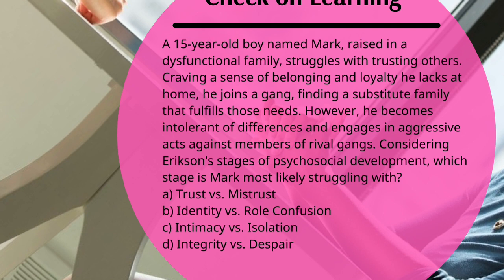Is this trust versus mistrust? Is this identity versus role confusion? Is it intimacy versus isolation? Or is it integrity versus despair? Again, associating the age is your first step in solving Erikson stages. When you associate the age, you can go directly to the answer choice if you can match it correctly. But here we have some cues, right? There is mistrust in others. There is a sense of belonging, loyalty that he lacks at home, so therefore he joins the gang. So he's having identity versus role confusion, right? So let's see if that's the correct answer.